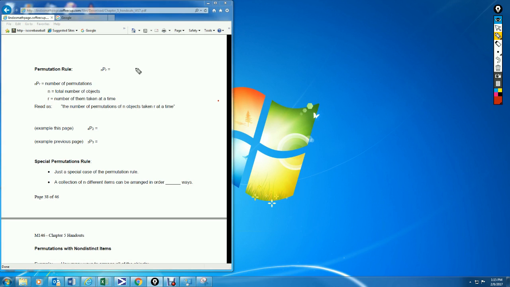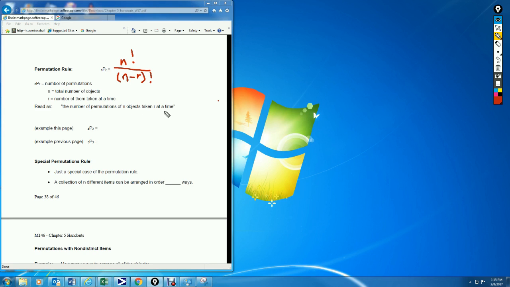So here is the formula. nPr is equal to n factorial divided by the quantity n minus r factorial. So n is the total number of objects that you have. r is how many of them you are selecting at a time. And you would read this as the number of permutations of n objects taken r at a time.